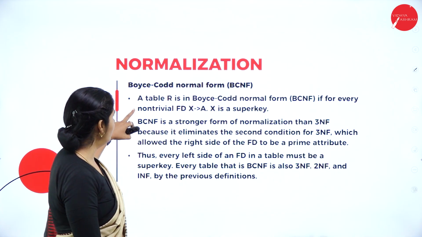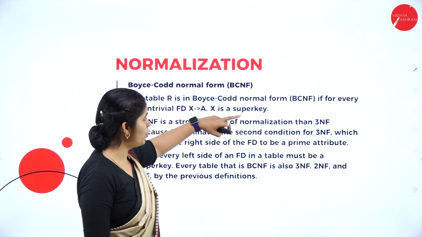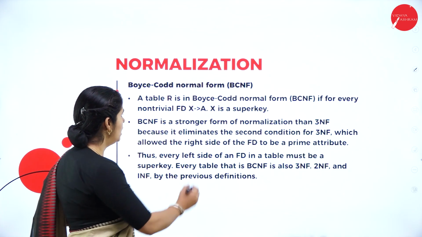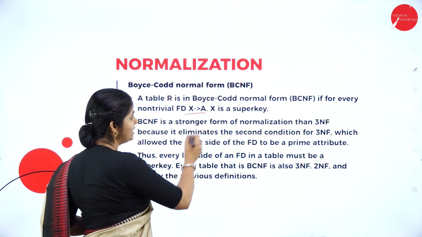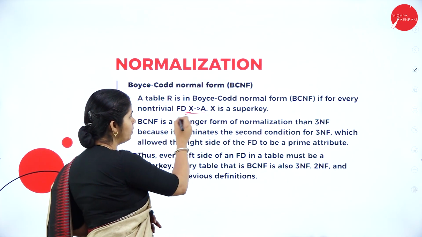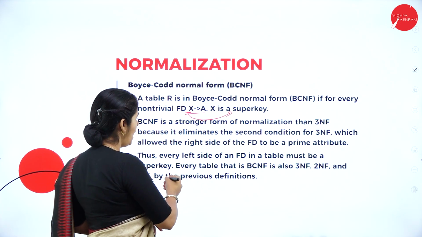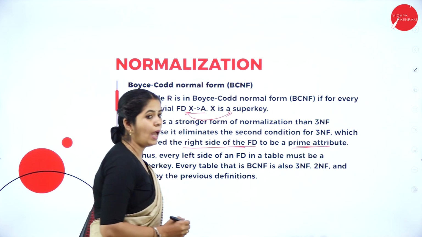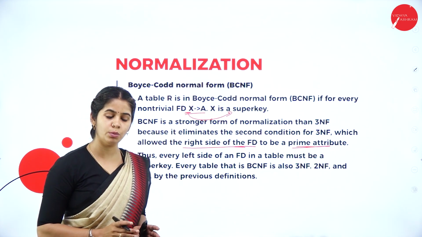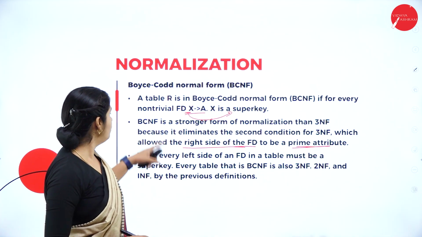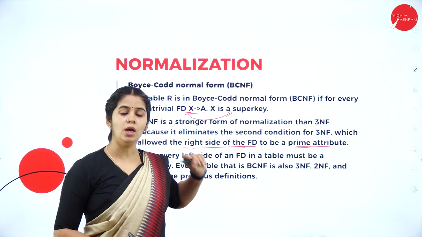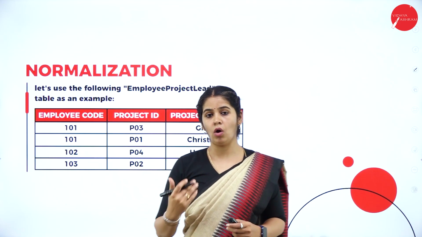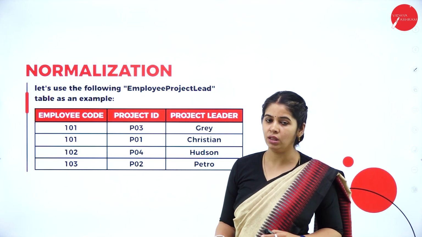Here, they are saying that table R is in Boyce-Codd normal form if for every non-trivial functional dependency, that is X determines A, X is a super key. That is, the left hand side should be the super key, and the right hand side of the functional dependency should be what? Prime attribute. Then we can say that the relation is in BCNF form. So what if it is not in BCNF form? Again decompose the table, then you will get the table in BCNF form.